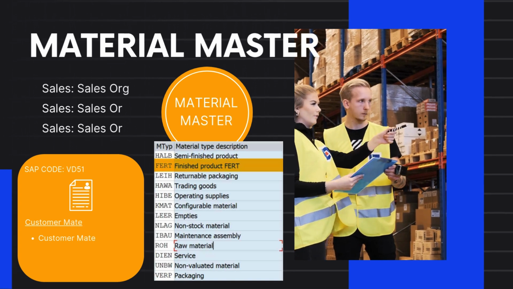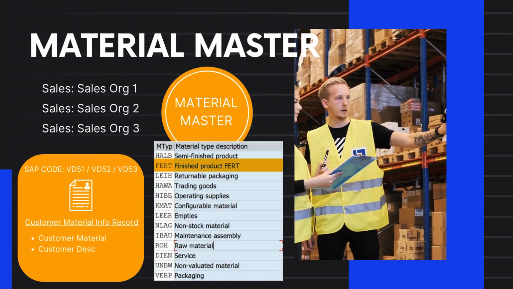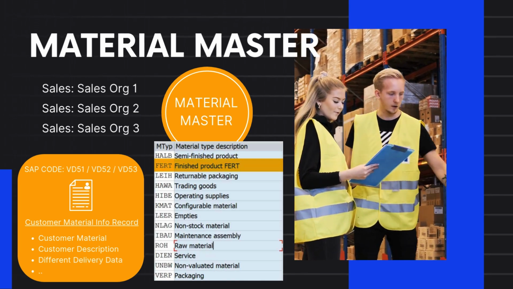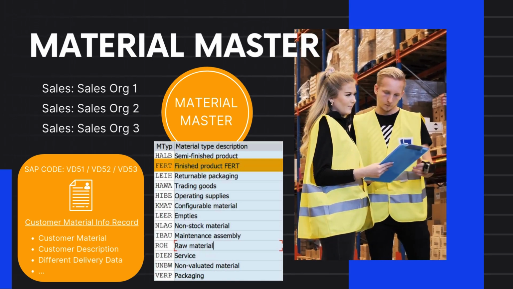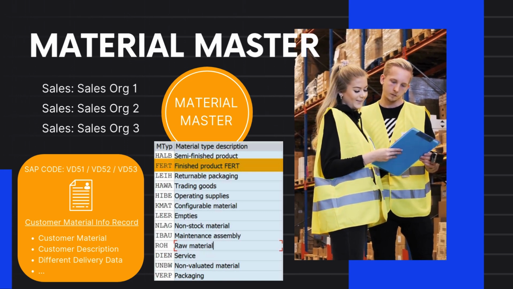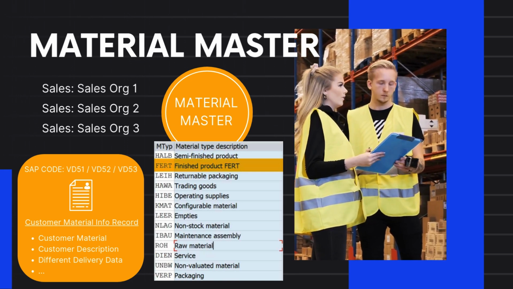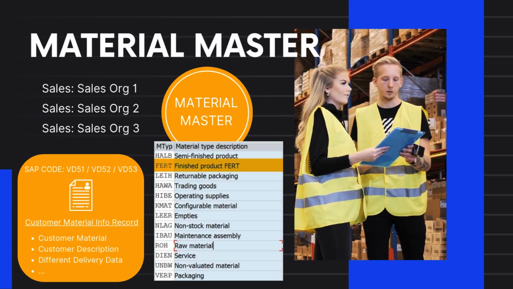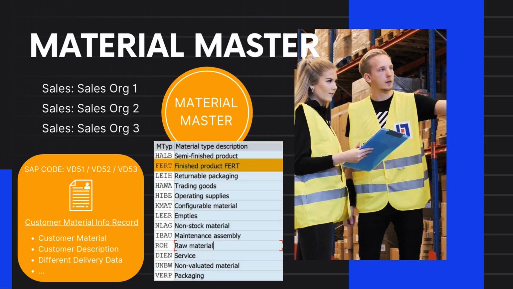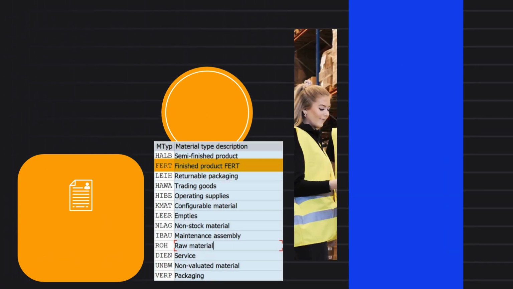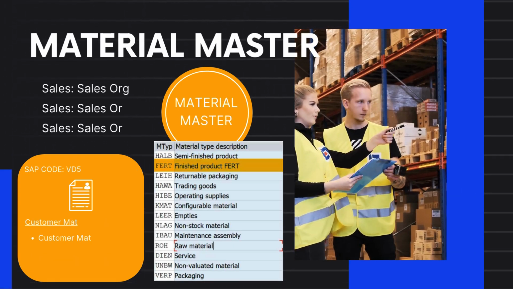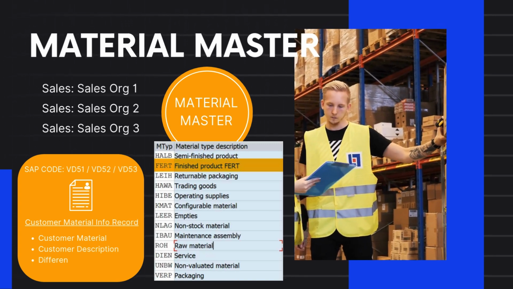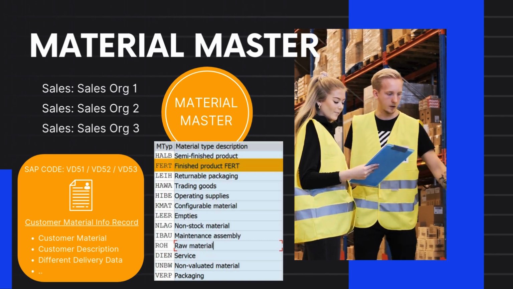For material data defined for a specific customer, the customer material information record is used. This record stores customer-specific material numbers, material descriptions, or delivery data. If a customer material information record exists, the data defined there takes priority over data in the customer or material master record. These records are assigned to a sales organization and distribution channel. Transaction VD51 is used for maintaining them.